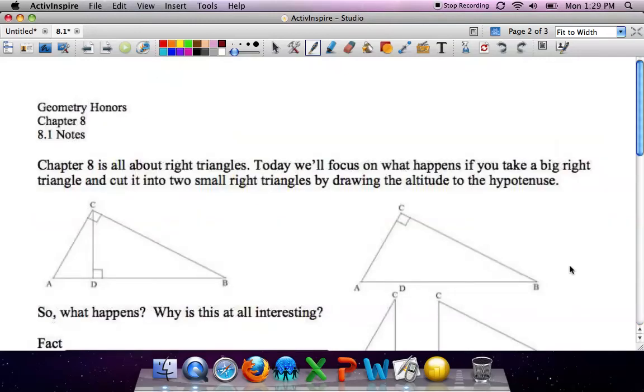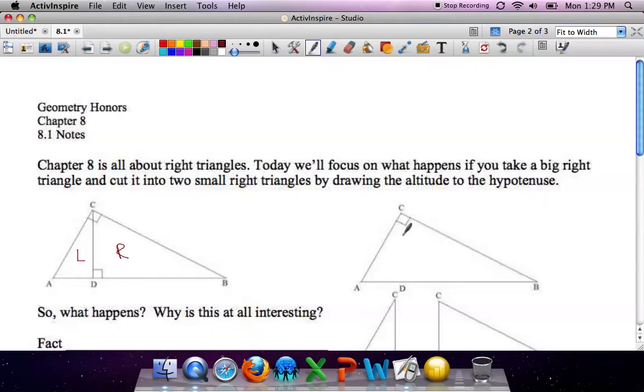Now we're ready to start about right triangles. In particular, today we will focus on what happens if you take a big right triangle and cut it into 2 right triangles by drawing the altitude to the hypotenuse. So how many triangles do I see now? I see a left one here, a right one here, and I see the big one, triangle ABC. So let's redraw and see if we can see a relationship between the 3 triangles.